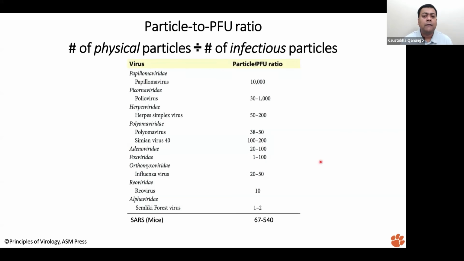For each of the viruses, there is a certain particle to PFU ratio. What we mean by that, say right here, for the papillomaviruses, it is 10,000. When you are culturing papillomavirus, or infecting an animal with a papillomavirus, and you have a viral stock, in that stock a large number of particles are defective and not infectious. So this is actually very interesting, but you do not have to memorize this.